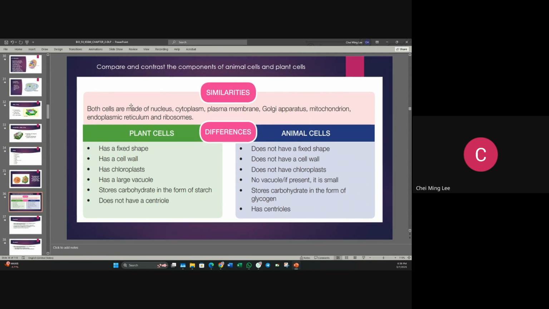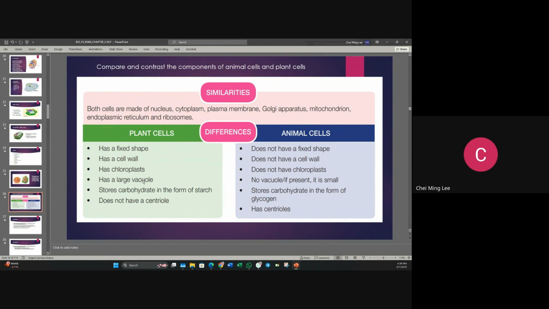So both cells have a nucleus, cytoplasm, plasma membrane, Golgi apparatus, mitochondrion, endoplasmic reticulum, and also ribosome. However, the plant cell has a fixed shape, while the animal cell doesn't. It has a cell wall, the animal cell doesn't have one as well. It has chloroplast, the green pigment, the animal cell doesn't have it as well. This chloroplast is actually the one that generates food during photosynthesis.